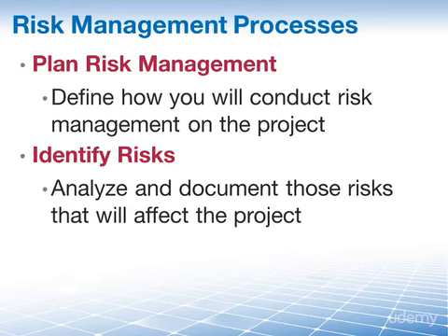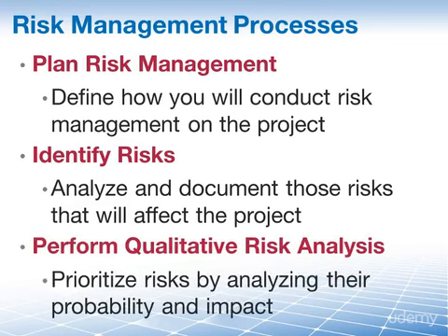Then we first perform qualitative risk analysis. This is the prioritizing part of everything. We prioritize our risks for further analysis or action by assessing and combining their probability of occurrence and impact. At the end of this process, we know which of our risks are high impact, high priority risks, and those are the ones that we're going to focus on going forward, usually.